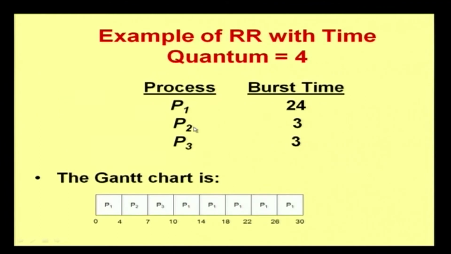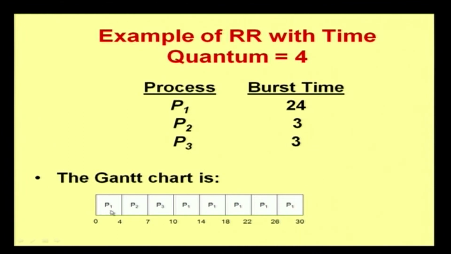Let us consider an example of round robin with time quantum equal to 4. That is, the CPU has allocated only 4 milliseconds, and you have 3 different processes, P1, P2 and P3. The time taken for process P1 to complete is 24 milliseconds. The time taken for P2 to complete is 3 milliseconds. The time taken for P3 to complete is 3 milliseconds. So the Gantt chart is drawn likewise.